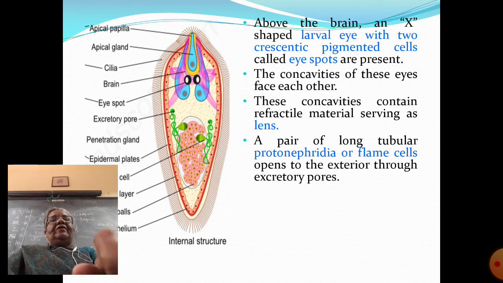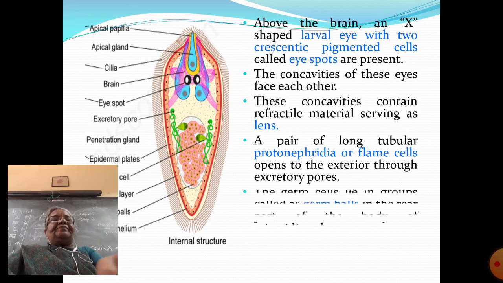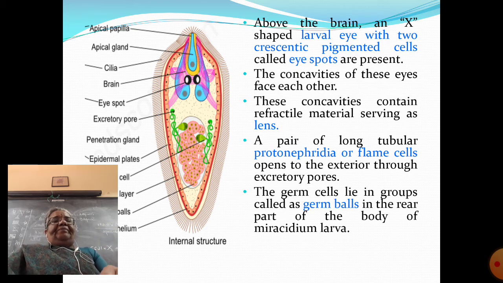Then the germ cells, those almost saffron colored here in the diagram, lie in groups, and they are referred to as germ balls, which are present in the rear part, that is more towards the posterior part of the body of the Miracidium larva.